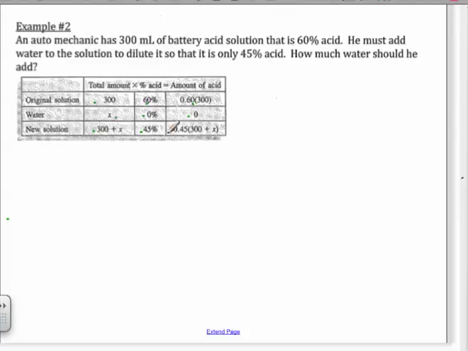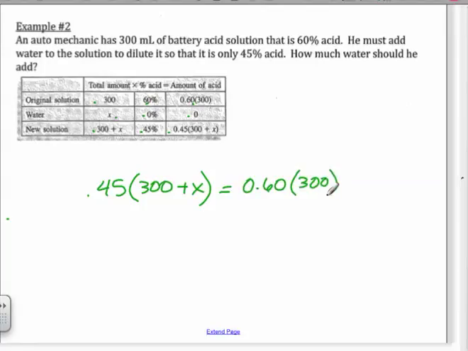How do I set this up? Tell me what equation I get from this. You get 0.45 times 300 plus X, right? That tells me how much acid is in the new solution. What does that equal? Could you do the total amount of acid in the first solution, in the original solution? Because it hasn't changed at all, has it? The amount of acid in the new solution has to be exactly the same as the acid in the old solution. We haven't added any acid. Right? We just added water.